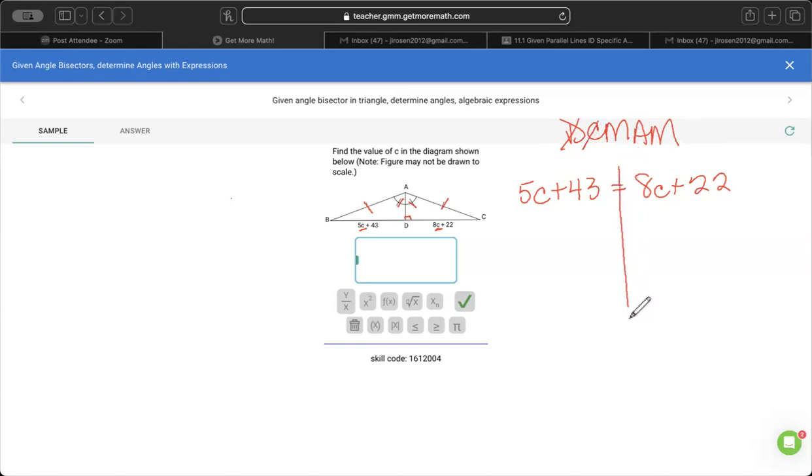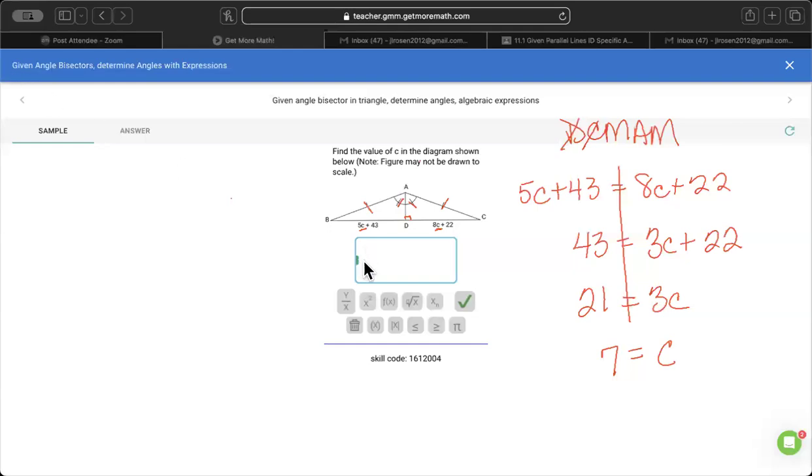Now we're going to go through the equal sign, move the smaller variable. So subtraction property of equality is leaving me with 8 minus 5 is 3. And then subtraction property of equality. So we're going to do 43 minus 22 is 21. And then division property of equality, we're going to divide by 3. So that tells us that c equals 7.